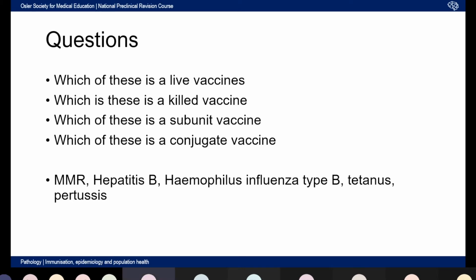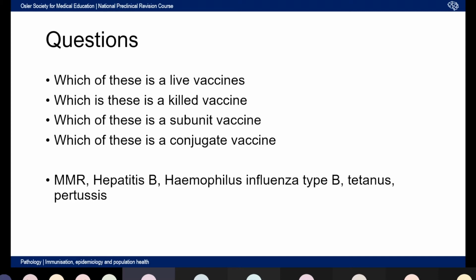Which of these is a killed vaccine? So people are getting their answer is pertussis. I have to say that's not the one that's commonly used. I think in the UK it's an acellular subunit antigen type vaccine, but that is an example of a killed vaccine that can be used. Which of these is a subunit vaccine? That one's actually the hepatitis B vaccine.